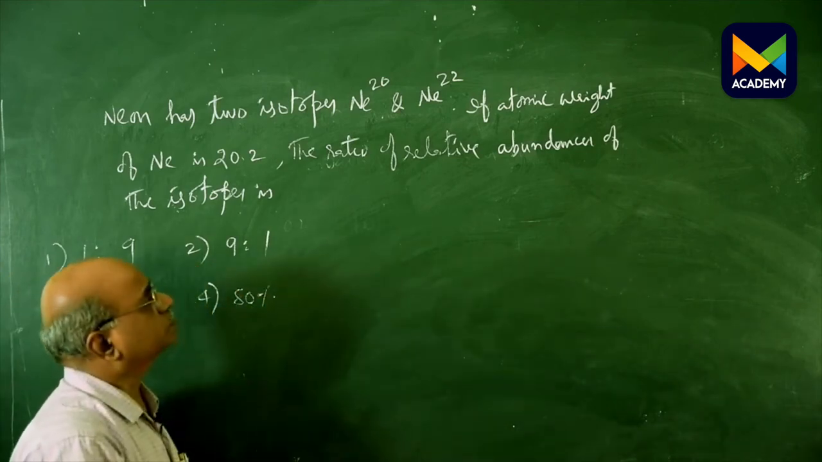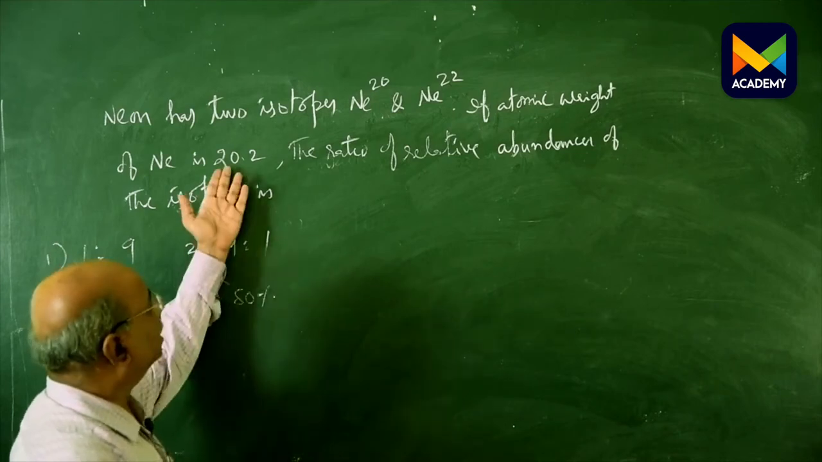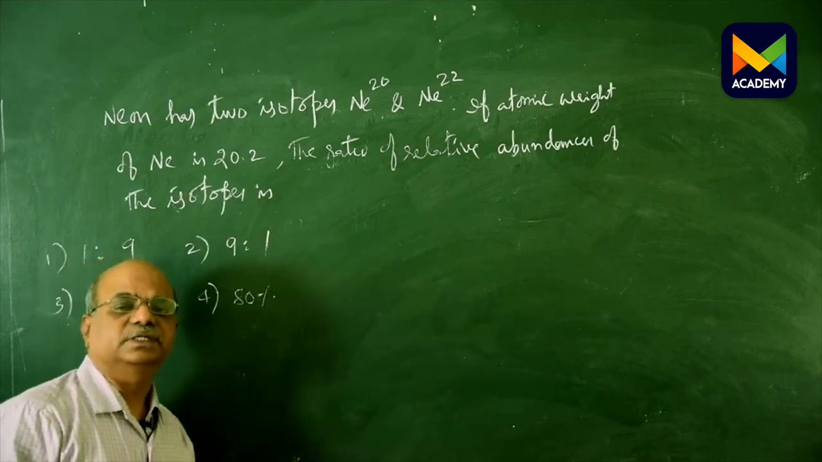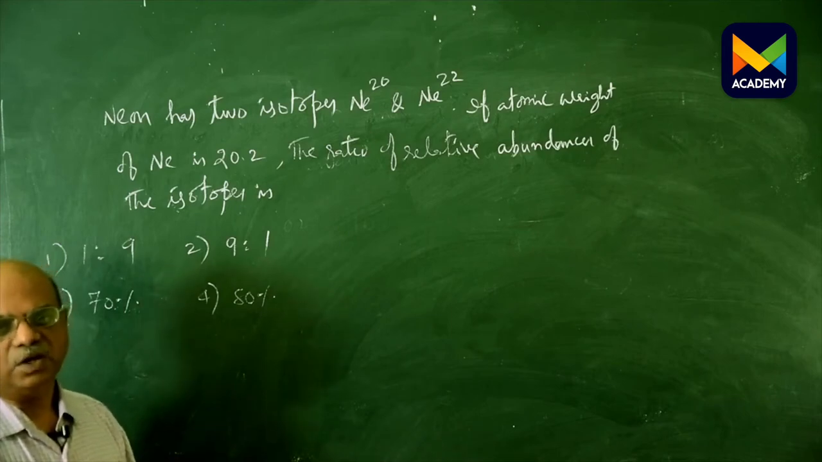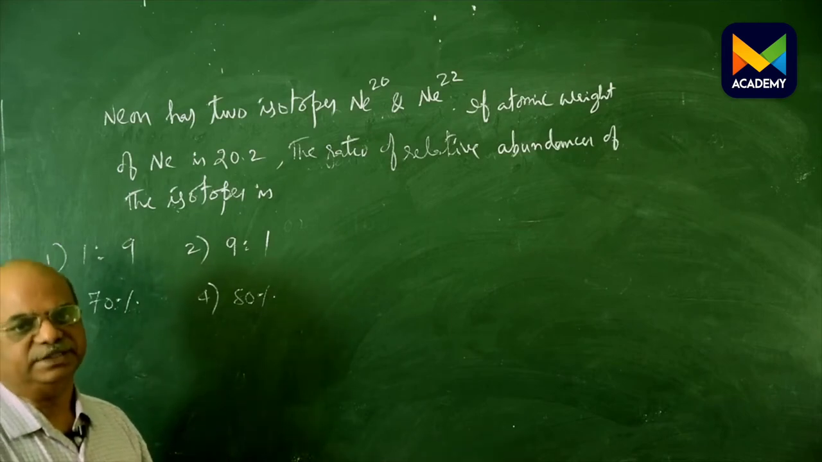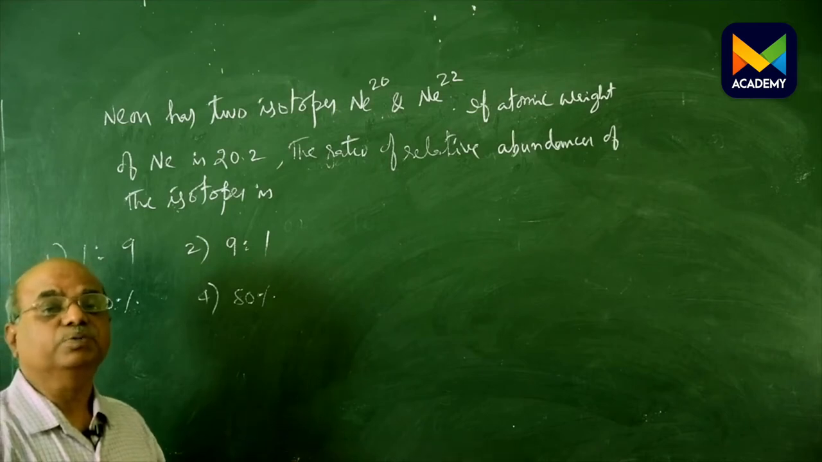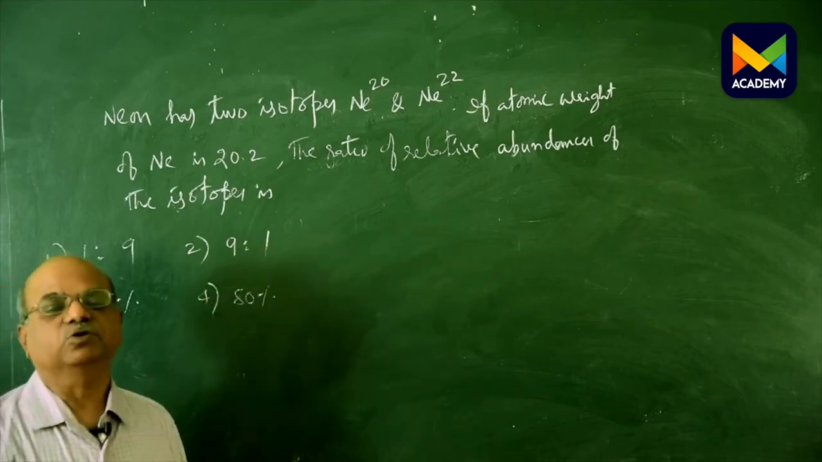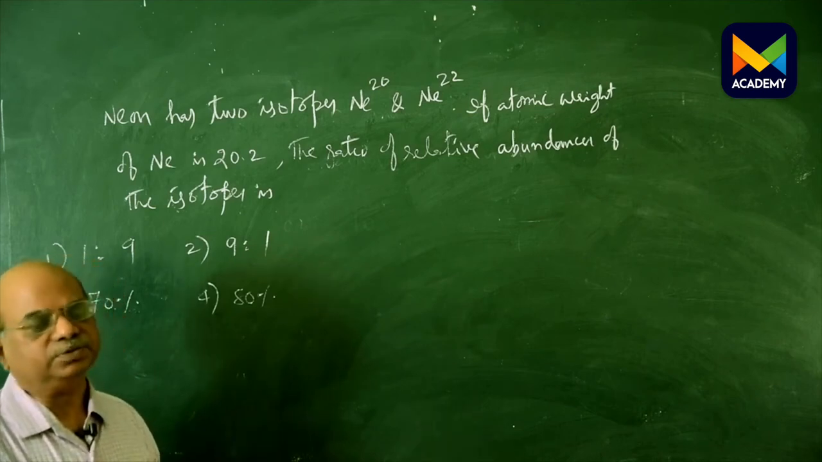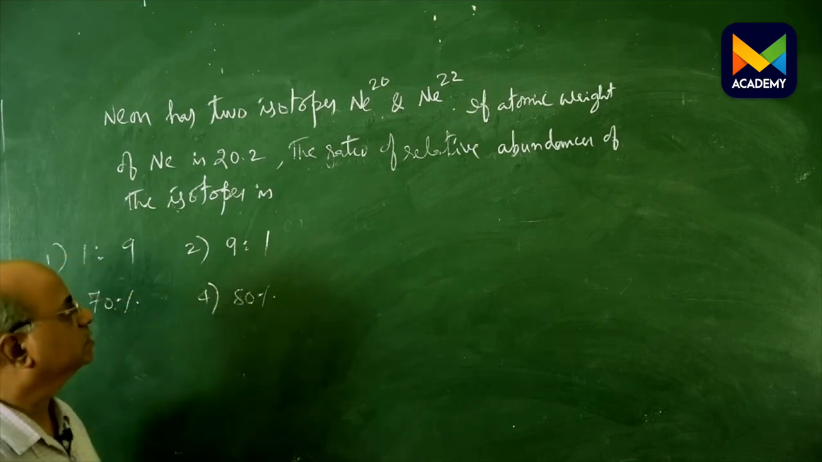Neon has two isotopes, 20 and 22, and atomic weight is always defined as the average of mass numbers of all isotopes of the element as per their isotopic abundance. So now the question is, we need to identify isotopic abundances of the two isotopes so that ratio we can work out.